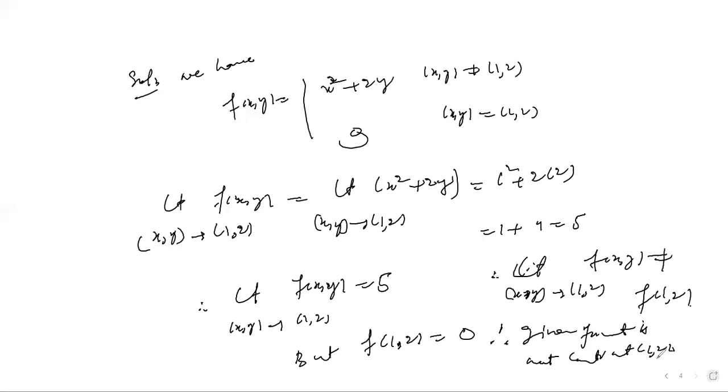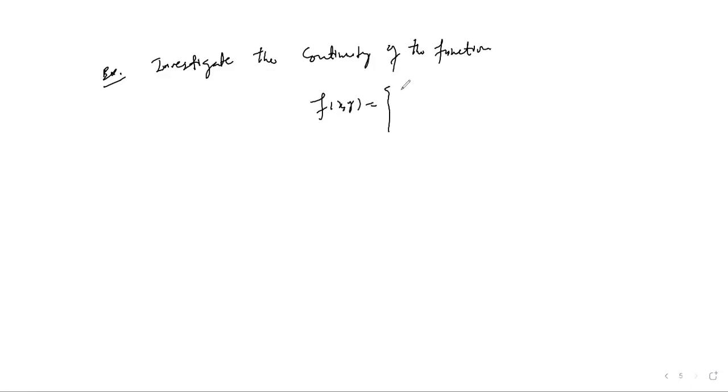So see the next question. Investigate the continuity of the function f of x comma y equal to x square minus y square divided by x square plus y square, for x comma y not equal to 0 comma 0, and it is 0 for x comma y equal to 0 comma 0.